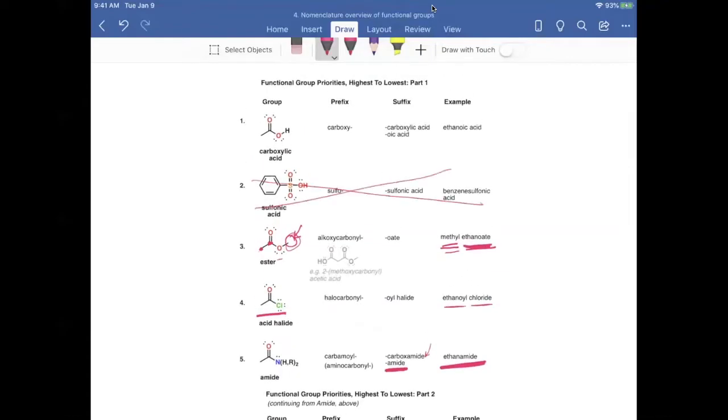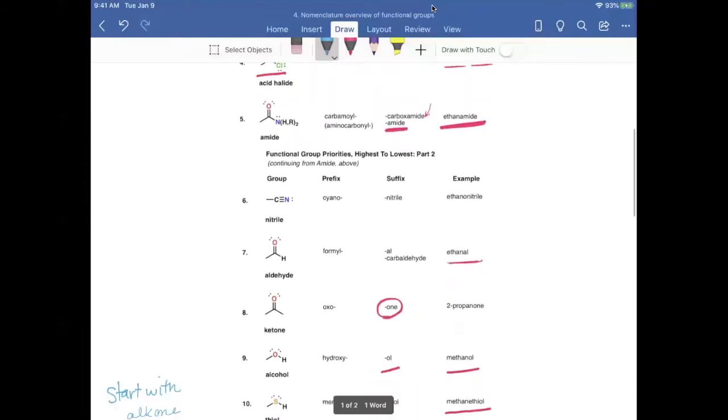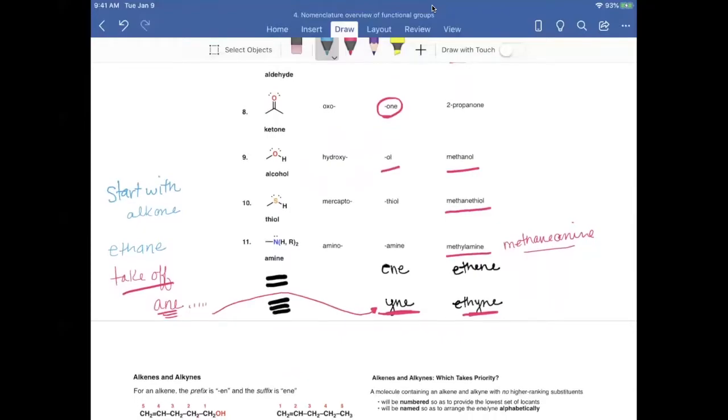And if we get to the very top of our list, the highest priority is the carboxylic acid. So if we have a carboxylic acid in our molecule, we're going to replace the E in our alkane with oic acid. So this becomes ethanoic acid. Okay, so now we've learned how to add the suffix if we have one of those functional groups in our molecule. It becomes oic acid, oate, oyl chloride, amide, nitrile, al, one, ol, thiol, amine, ene, yne.